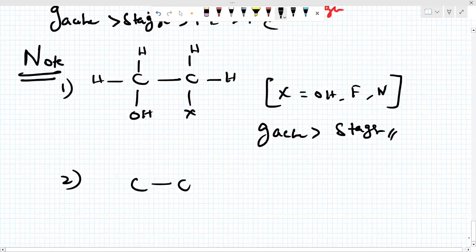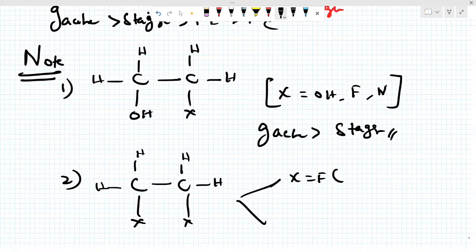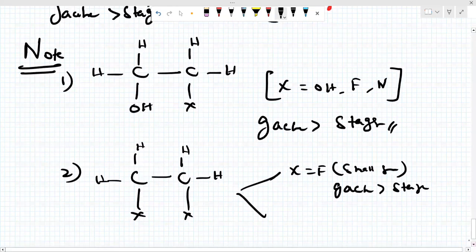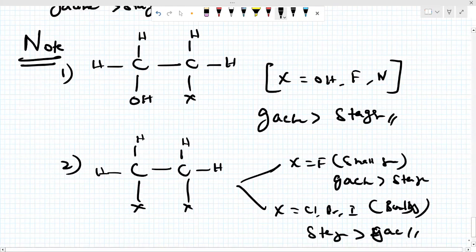Similarly, here carbon, here hydrogen, here hydrogen, here X. Listen, X can be fluorine. Fluorine is a small group, therefore they form a hydrogen bond. The gauche form is more stable compared to the staggered form. Suppose the 2 X groups are chlorine, bromine, iodine, which are bulky groups. In this case, the staggered form is more stable compared to the gauche form. This is very important.